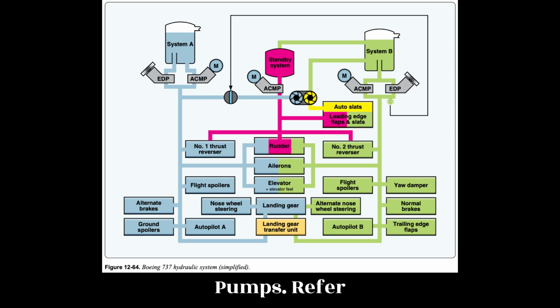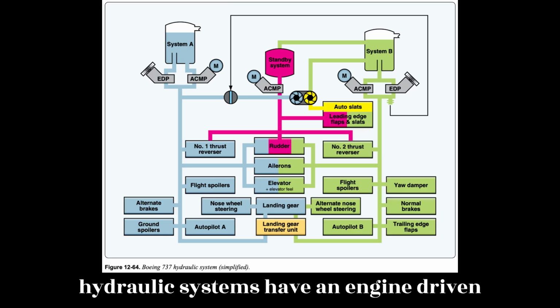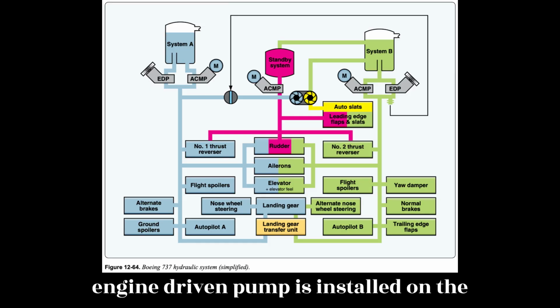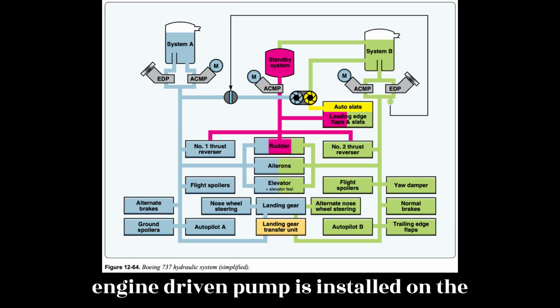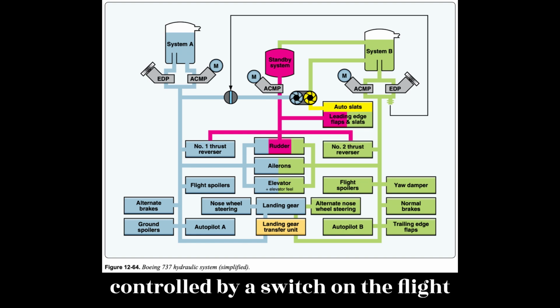Pumps. Refer to Figure 12-64 for the following description. Both A and B hydraulic systems have an engine-driven pump, EDP, and an ACMP. The System A engine-driven pump is installed on the number 1 engine, and the System B engine-driven pump is installed on the number 2 engine. The AC pumps are controlled by a switch on the flight deck.